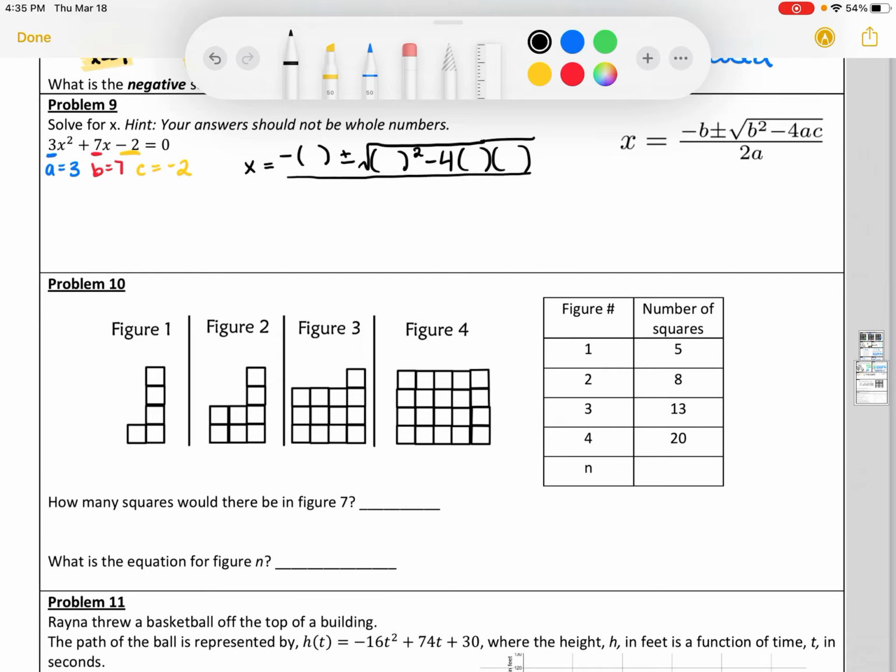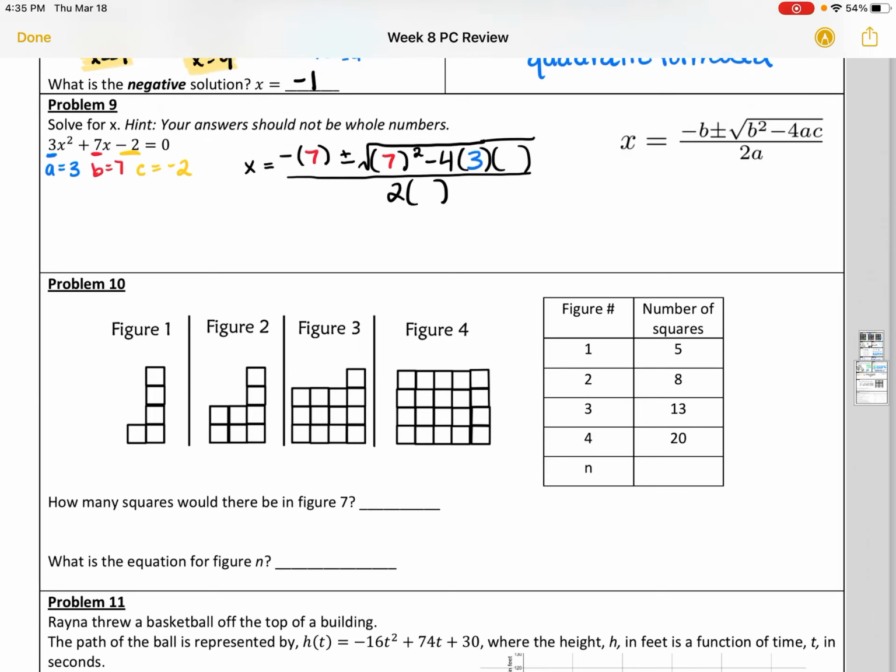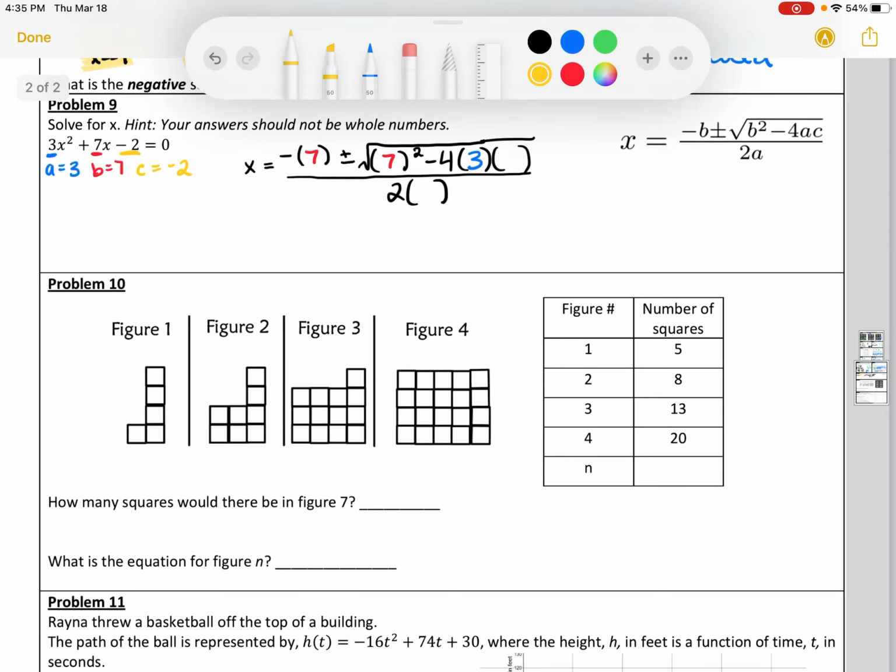Not my best looking square root. And then all over 2a. So I put parentheses for the a. Now I just got to fill everything in. It says negative b, so a 7 goes here for the b, plus or minus the square root of b squared, so 7 goes here as well, minus 4ac. So a is 3, so 3 goes here, and then c is negative 2. So negative 2 goes here. And then in my denominator, I have 2a, so 2 times 3. So just fill it in as you see it.